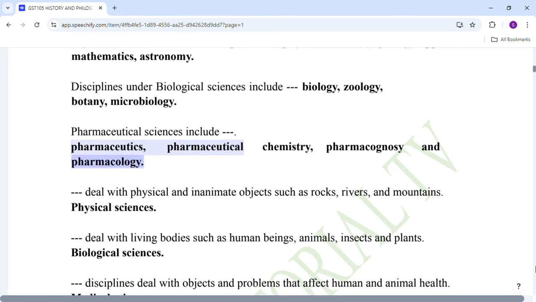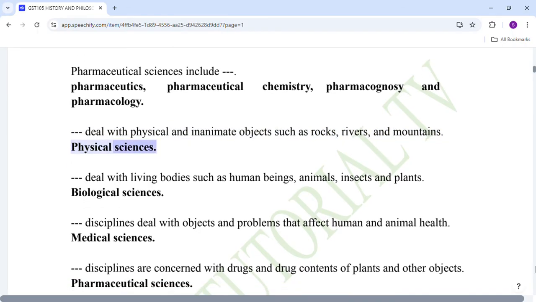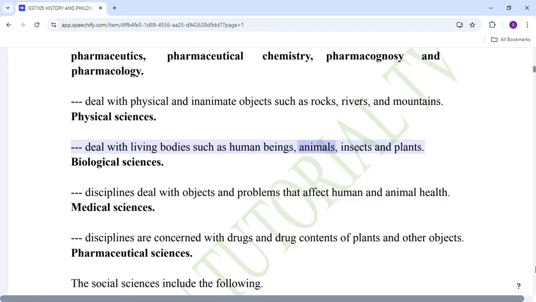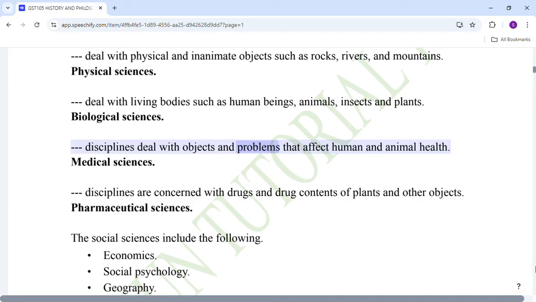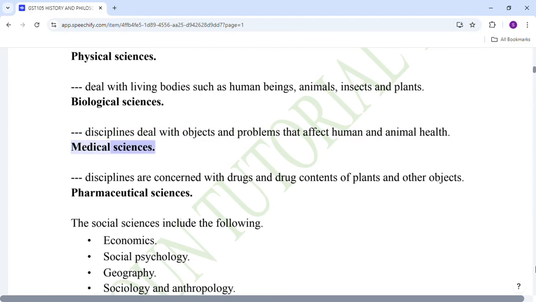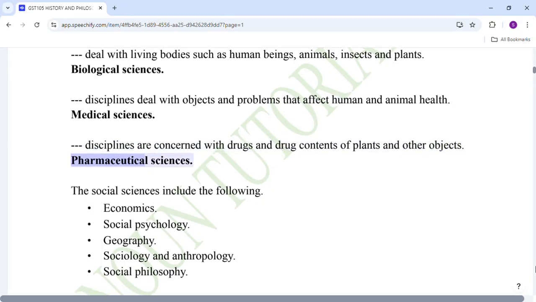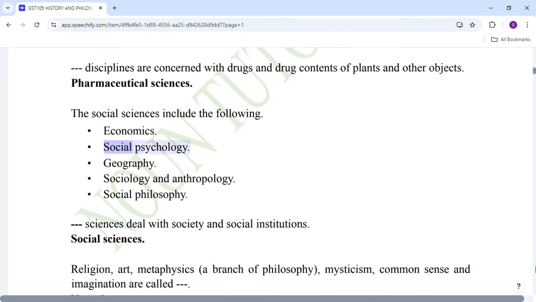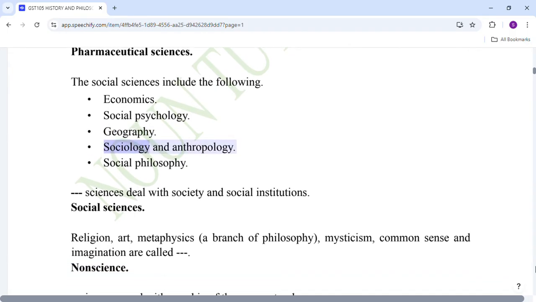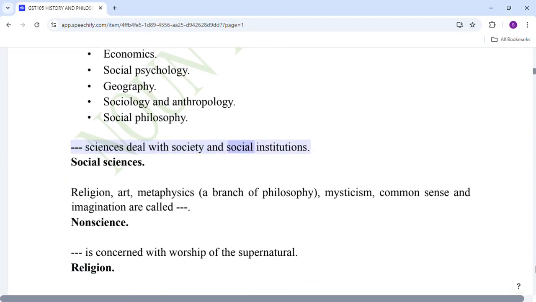pharmaceutical chemistry, pharmacology, pharmacognosy and so on. Physical sciences deal with physical and inanimate objects such as rocks, rivers, and mountains. Biological sciences deal with living bodies such as human beings, animals, insects, and plants. Medical sciences disciplines deal with objects and problems that affect human and animal health. Pharmaceutical sciences disciplines are concerned with drugs and drug contents of plants and other objects. The social sciences include the following: economics, social psychology, geography, sociology and anthropology, social philosophy. Social sciences deal with society and social institutions.